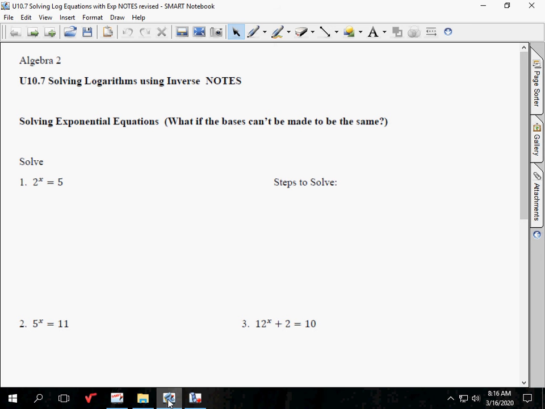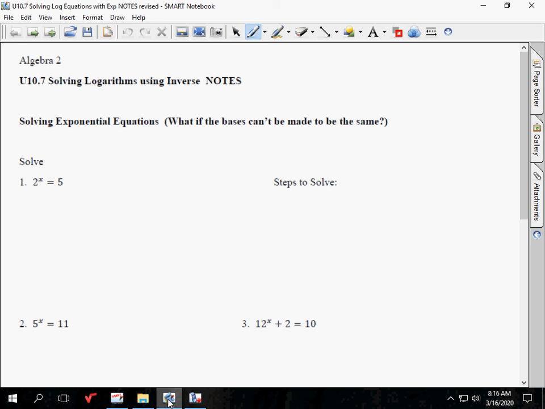This is an exponential equation, and we know it's exponential because there's no logs anywhere in the problem, right? So 2 to the x equals 5. Now, if you try to figure out what x is, it'd be pretty tough because if you go 2 to the first, 2 to the second, 2 to the third, none of those are going to actually equal 5. We can get close, but we're not going to actually get it to equal 5. And so this happens when we can't get the bases the same. We have a base 2 and a base 5. You're not going to ever get them to be the same.